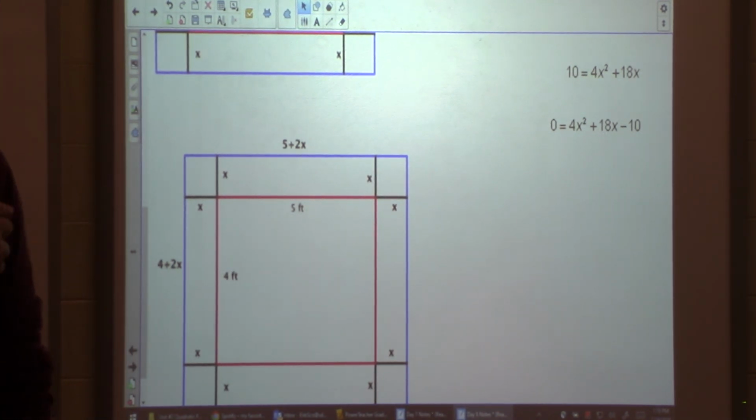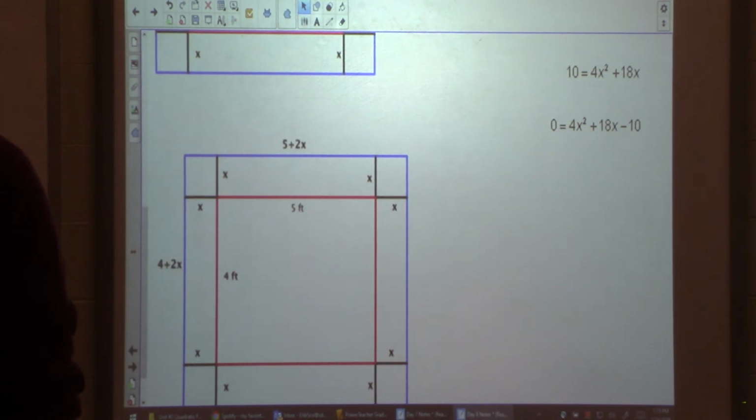How would you go about solving this? Now there's only 5 minutes left, so I don't think we're actually going to go through this. But I just want to know, how would you go about solving this? 2 ways. There's 2 ways you go about it. Quadratic formula or factoring. Okay?